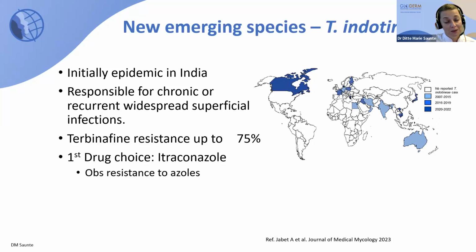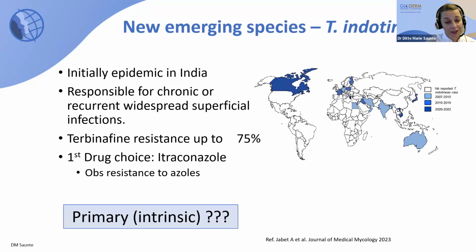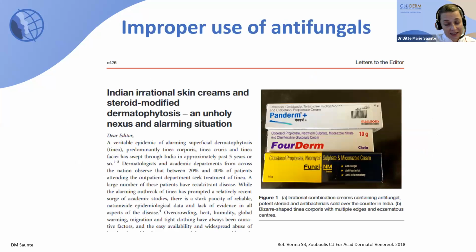Also, they are known to be terbinafine resistant. In up to 3 out of 4 patients the isolates are terbinafine resistant, and therefore the first drug choice is itraconazole. And you have to be aware that some of them are also azole resistant. So they might be considered primarily resistant. We don't know that yet. Well, another theory is that it has developed this antifungal resistance due to improper use of antifungals.